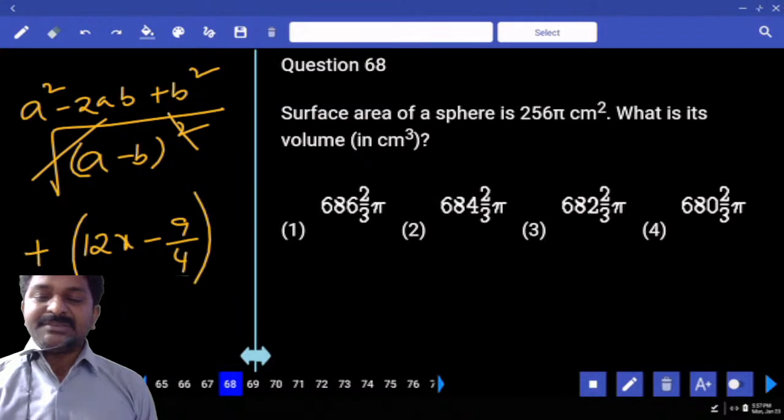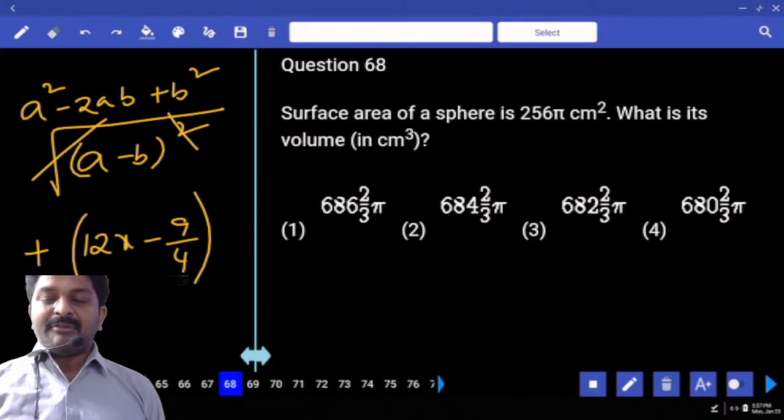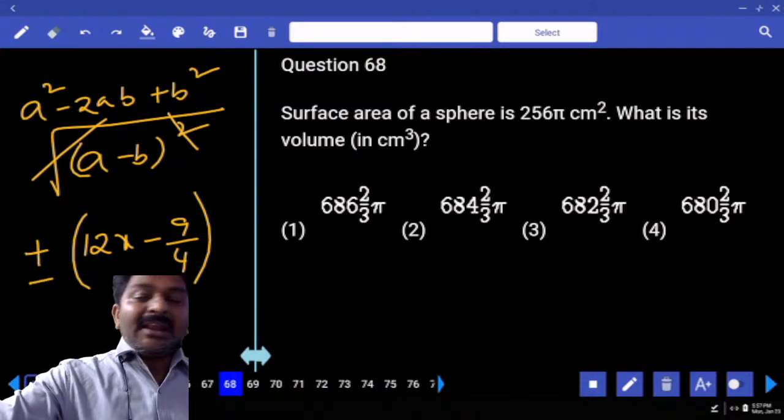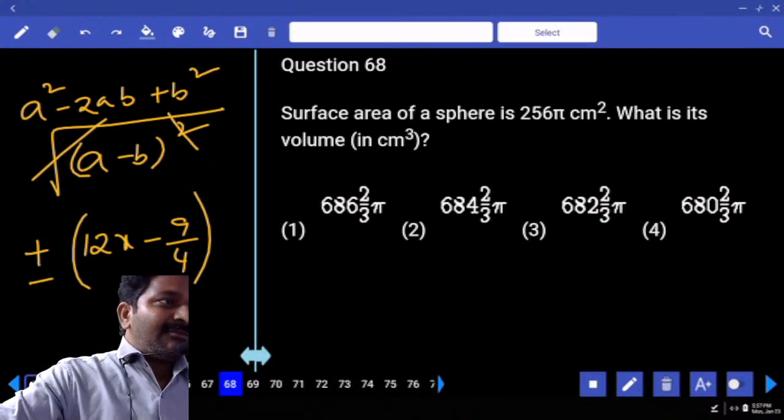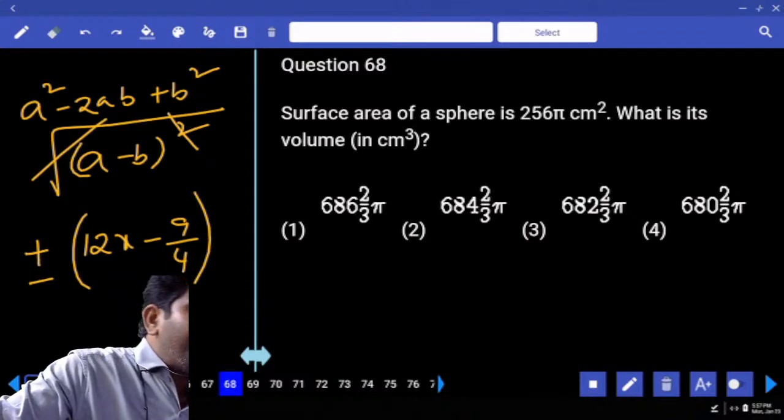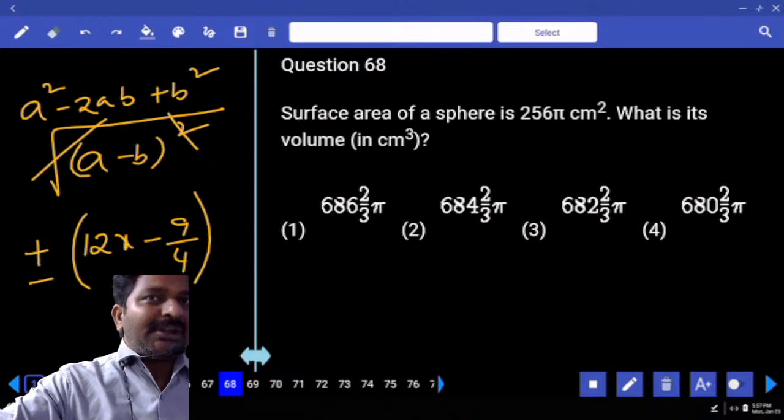The surface area of the sphere is 256 pi. What is the volume? When you are asked to calculate volume, pi is involved. The answer must be a multiple of pi, but in the options also we were given pi. So you cannot verify it. So you have to calculate. Am I right?